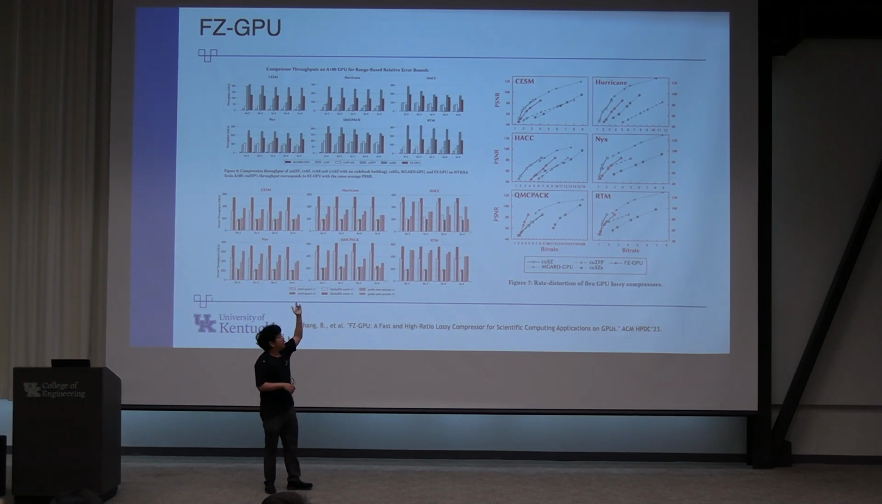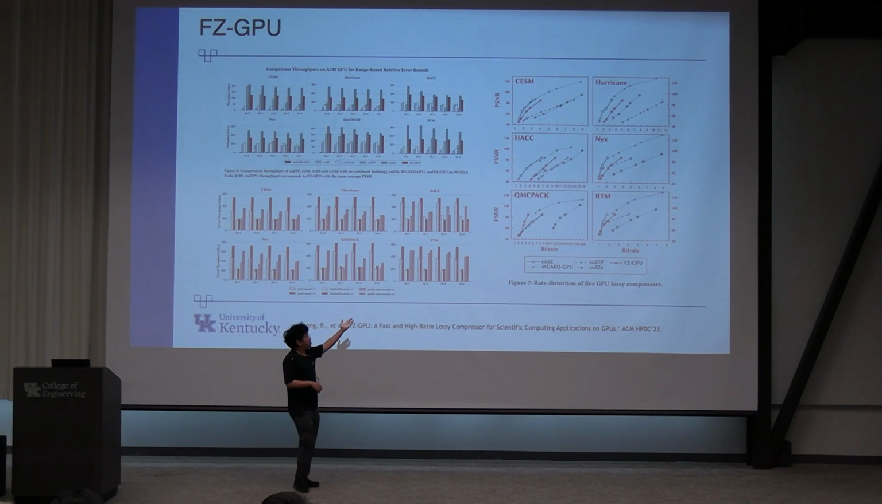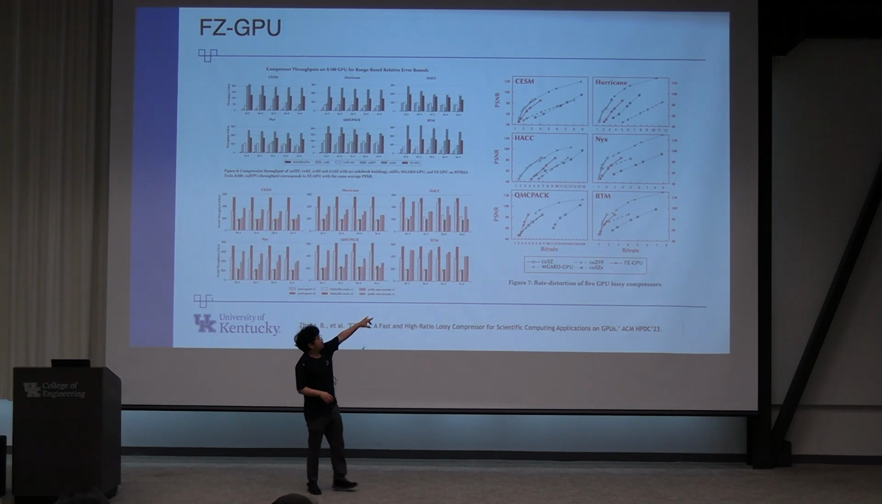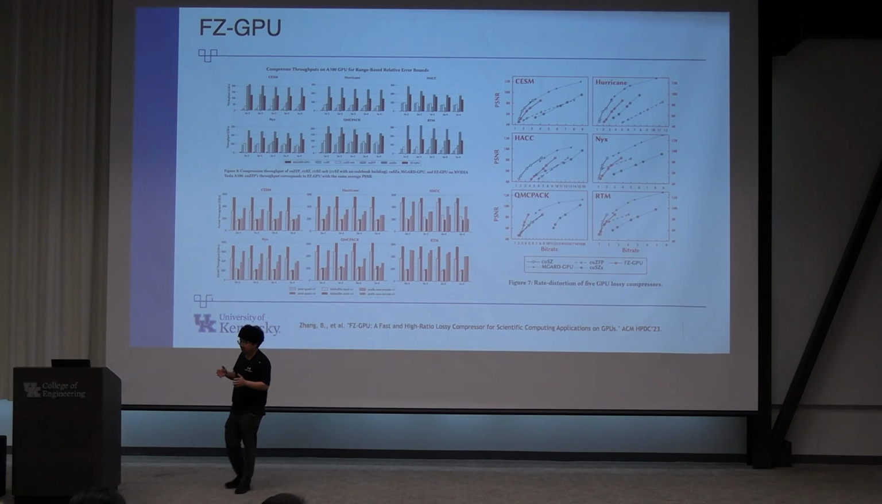So if the corresponding curve is to the left and top, it is better. Otherwise, it is worse. As we can see from the figure, FZ-GPU may not have the same compression quality compared with cuSZ and cuSZ+ on some of the datasets, but it does on some of the other datasets.